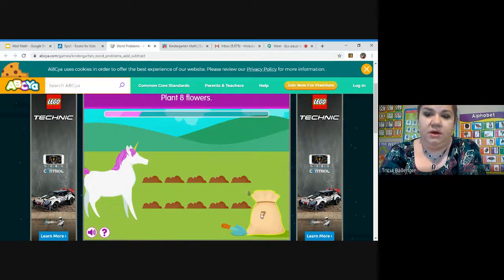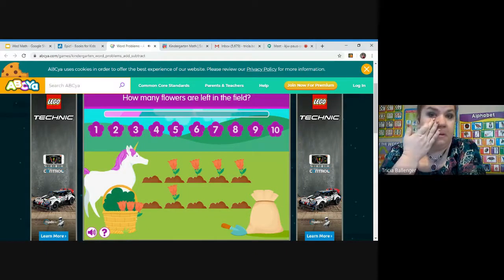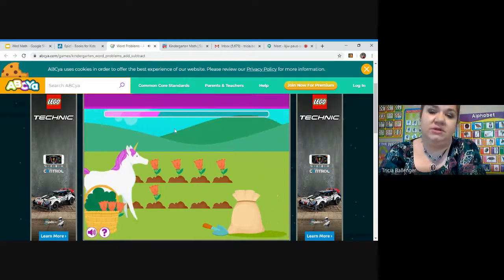One, 2, 3, 4, 5, 6, 7, 8. 1, 2, 3. So we have 8 flowers. We took away 3. How many are left? So let's subitize and look, and you can tell me that equals 5.